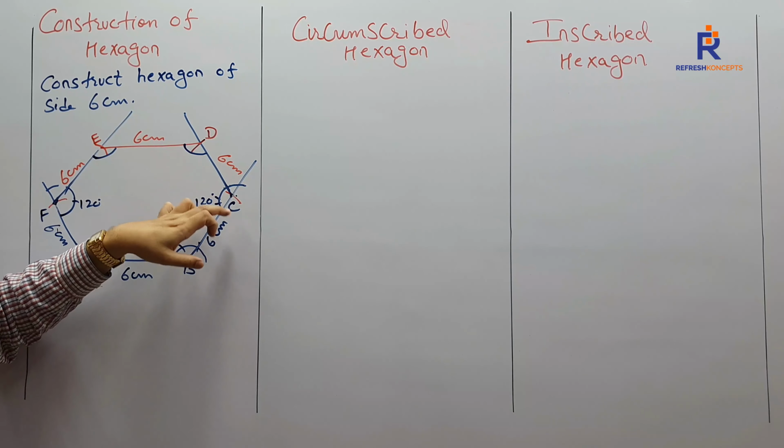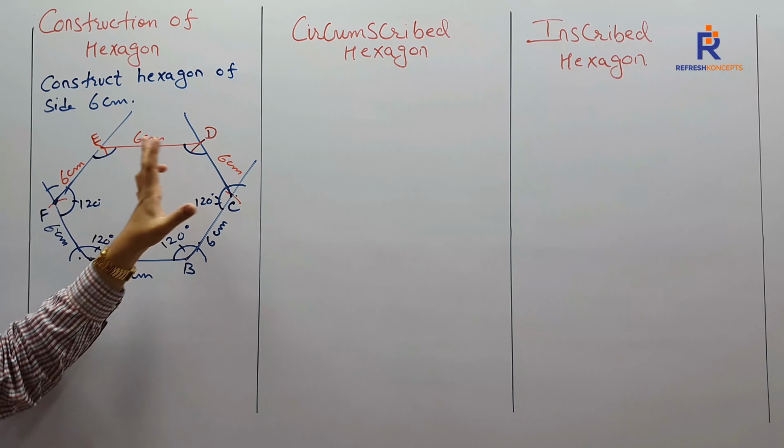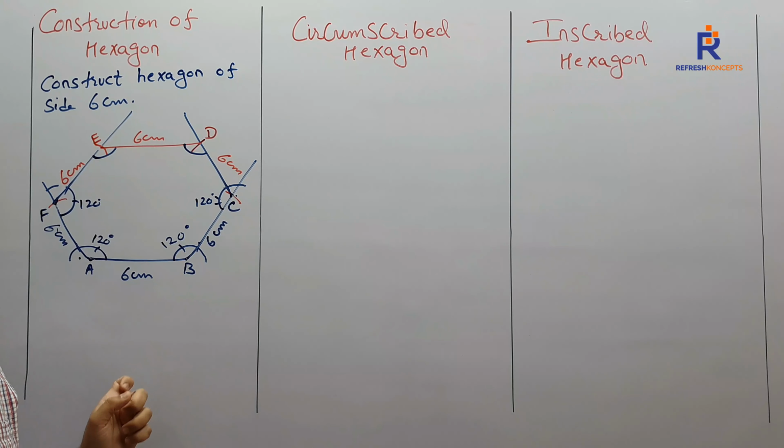C as a reference point, 120. 6 centimeter arc, 6 centimeter arc. By default, this has to be 6 centimeter. Now I shall tell you what is going to happen when you go for construction of hexagon.